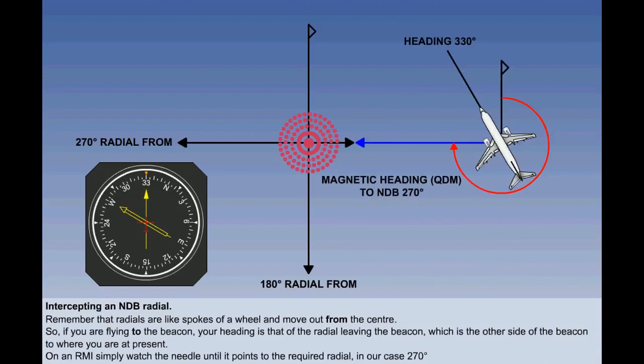As you continue your heading of 330 degrees, the relative bearing to the NDB decreases, and the needle falls in the 6 o'clock direction.